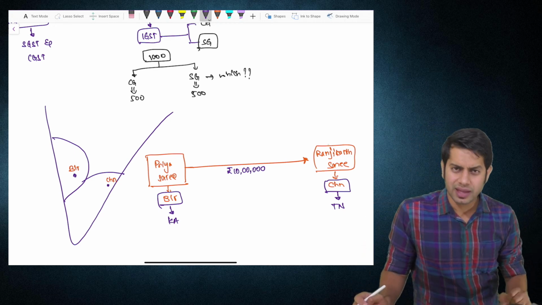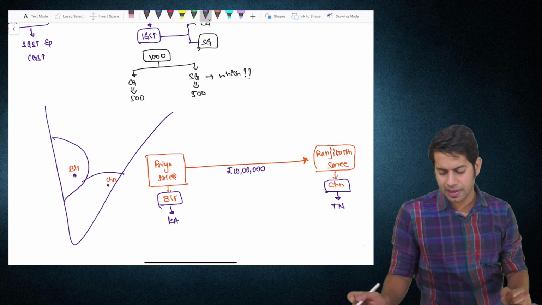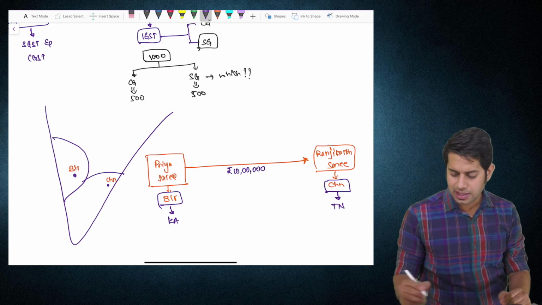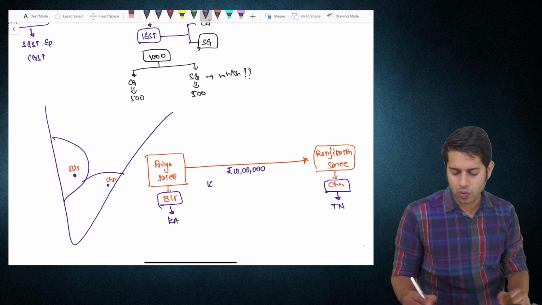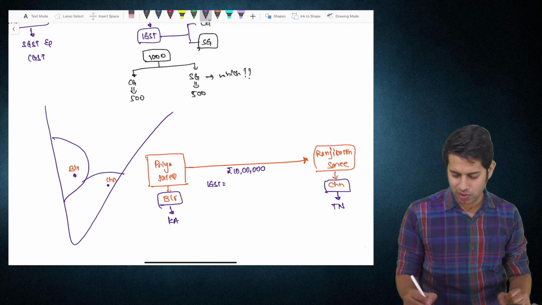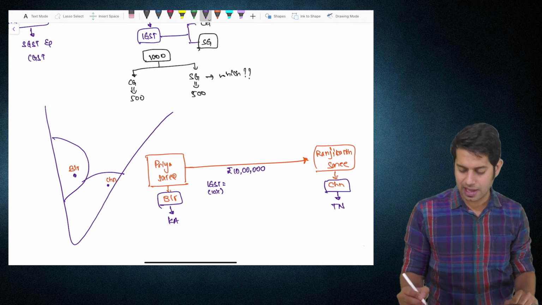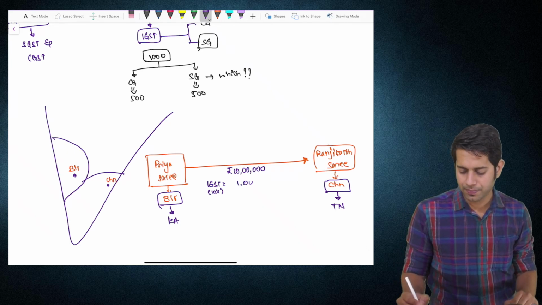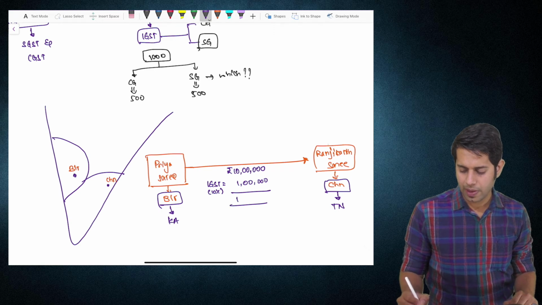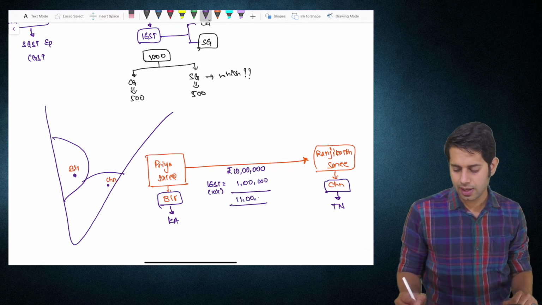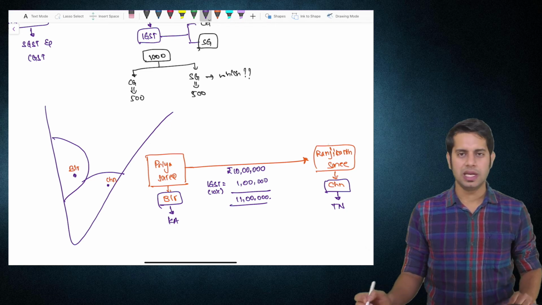Now, there is a sale of 10 lakh rupees by Priya Sarees to Rajnikant Sarees. On this sale, they have to pay IGST. For easy calculation, we'll take the rate to be 10%. So how much GST do they have to pay? 1 lakh. So the total amount which Rajnikant has to pay Priya is 11 lakh rupees.